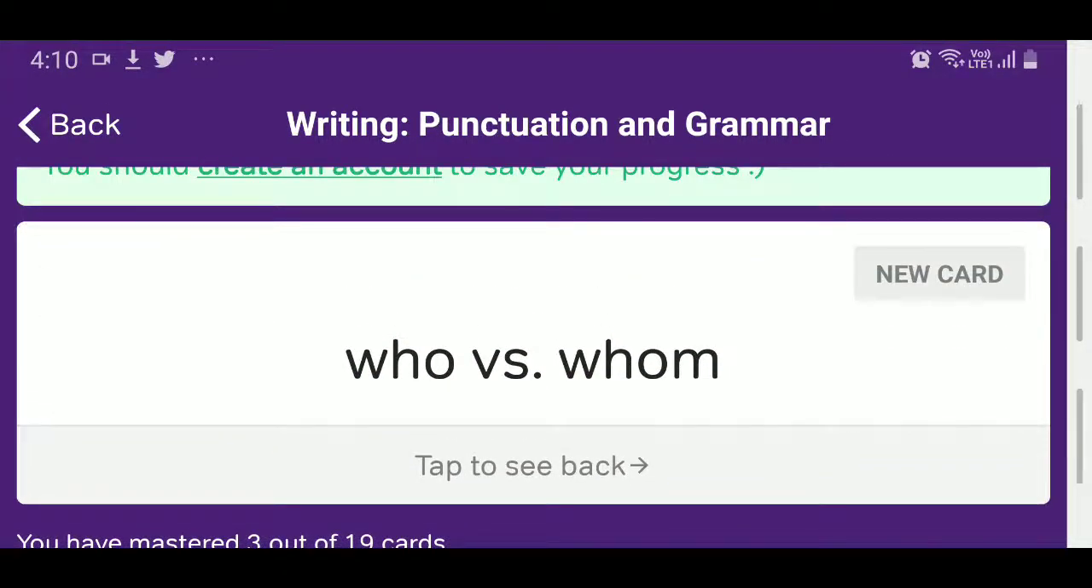Who is subject, whom is object. This is the person whom I was talking about. Who has done this work? "Who has done this work" is active voice. This is the person about whom I was talking. So I am doing the act, so whom becomes passive. So this is the difference.